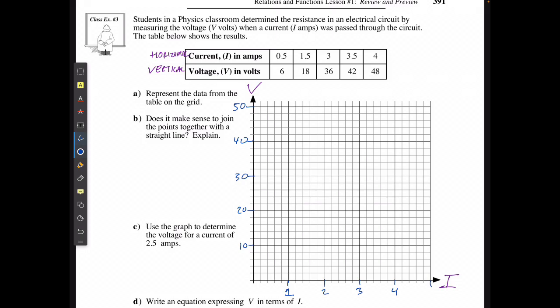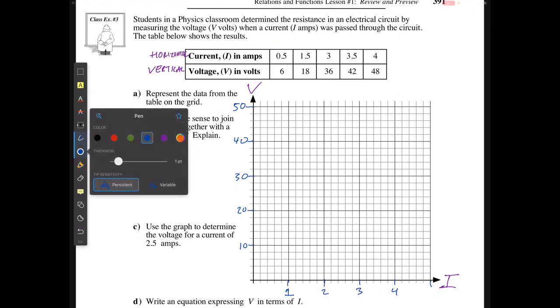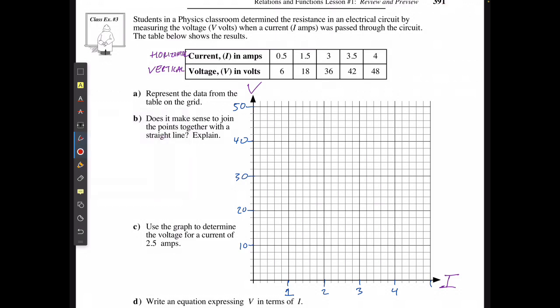So then I'm going to find my points, where I'm going to start with the point of 0.5 amps and 6 volts. It's going to be in here. 1.5 amps and 18 volts. 3 amps and 36 volts, and 4 amps and 48 volts.